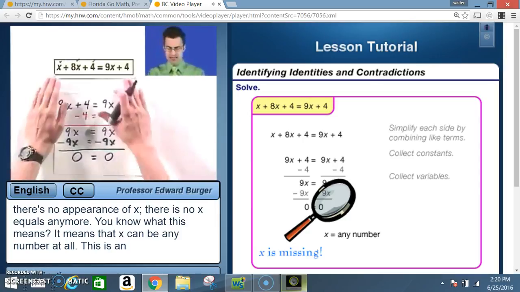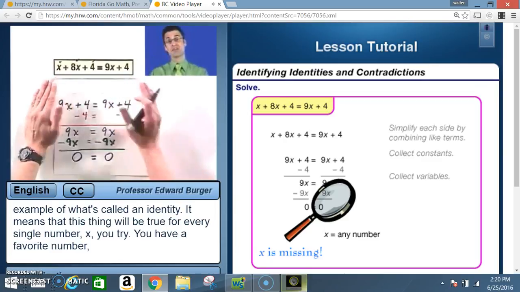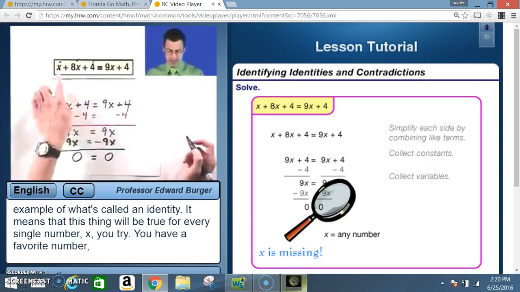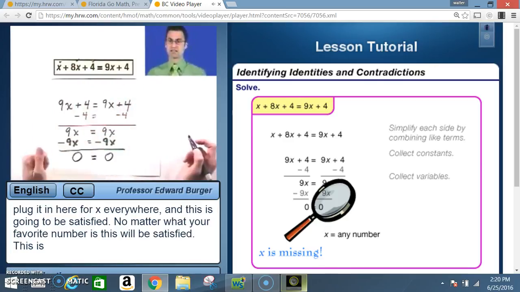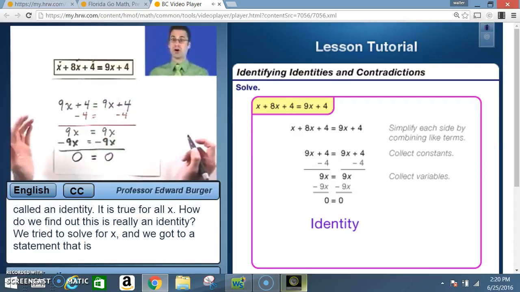This is an example of what's called an identity. It means that this thing will be true for every single number x you try. So you have a number x, your favorite number. If you plug it in here for x everywhere, this is going to be satisfied. And no matter what your favorite number is, this will be satisfied. This is called an identity. It's true for all x.